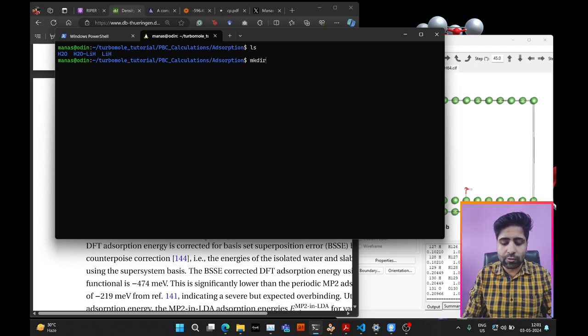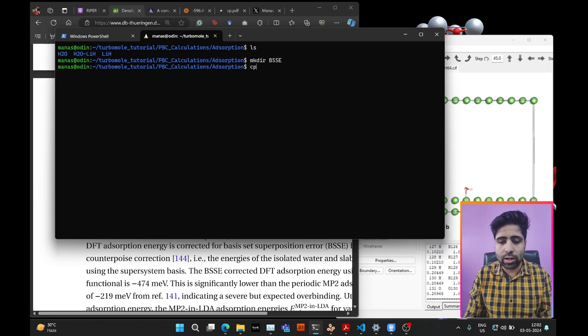Now let's create another directory for BSSE corrected, that is basis set superposition error corrected adsorption energy. We don't really need to redo this calculation, as I already mentioned, but we need to redo these two calculations using a supermolecular basis. So since we'll be using the total system basis, we should also have the structure of the total system.